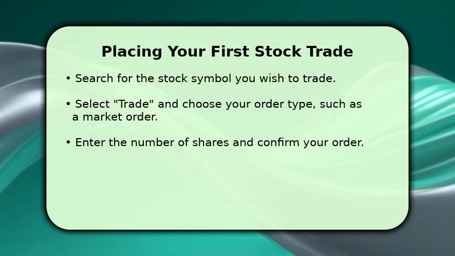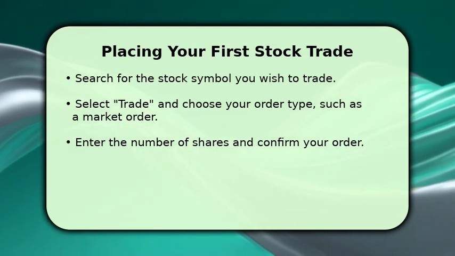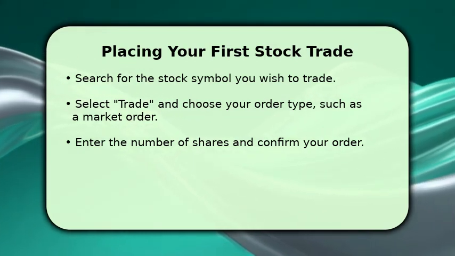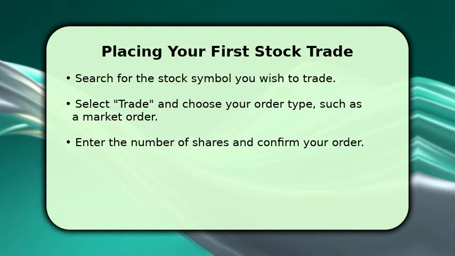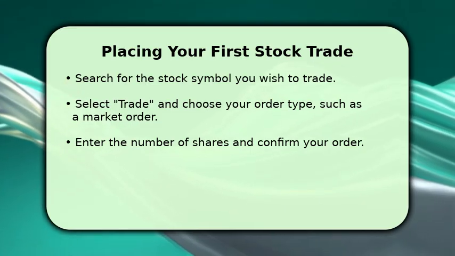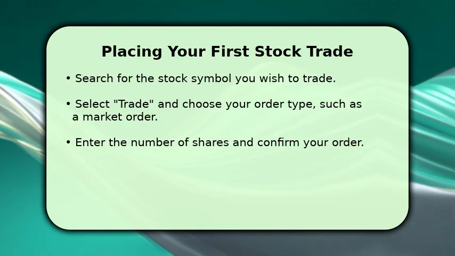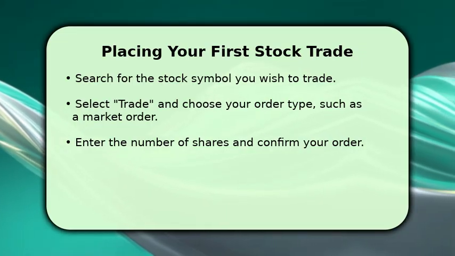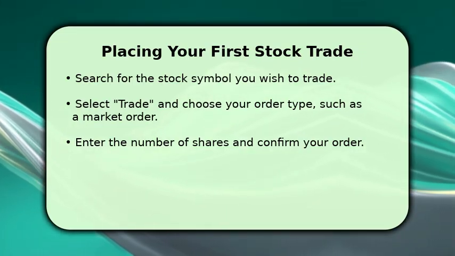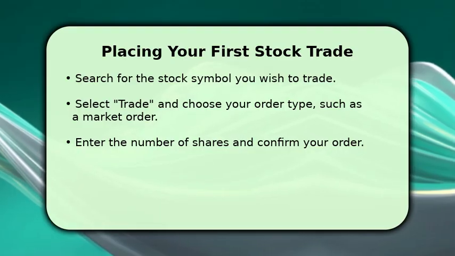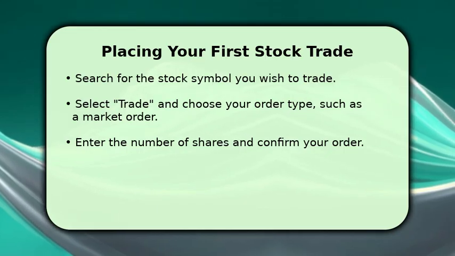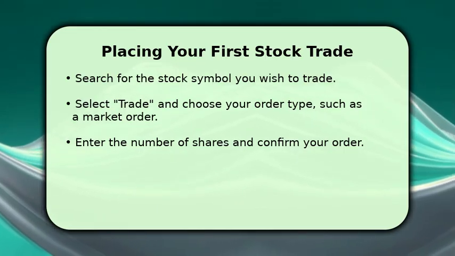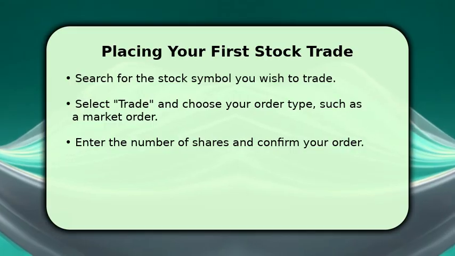Now for the exciting part, placing your first trade. Use the search bar to find the stock symbol you're interested in, like AAPL for Apple. Once you've found it, tap Trade and select your order type. A market order executes immediately at the current price, while a limit order lets you set a specific price. Enter the number of shares you want to buy or sell, review the details, and then confirm your order. It's that easy to start investing.